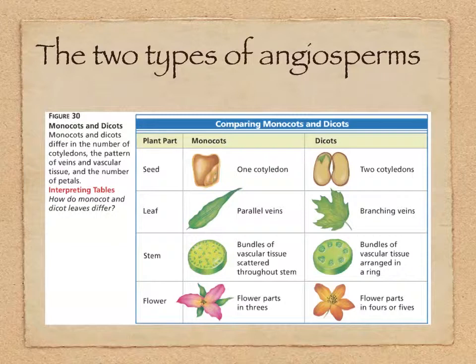Okay, the stem of a monocot has vascular bundles scattered throughout the stem, whereas a dicot has bundles of vascular tissue arranged in a ring. And finally, the flowers of a monocot have flower parts in threes, while the flowers of a dicot have flower parts in fours or fives. And that's another dead giveaway too.